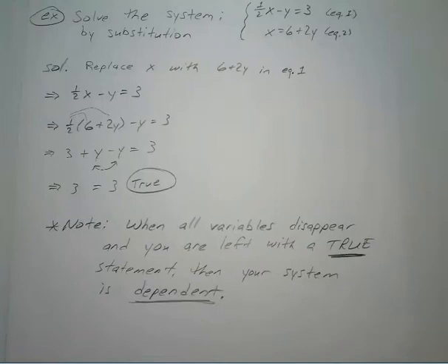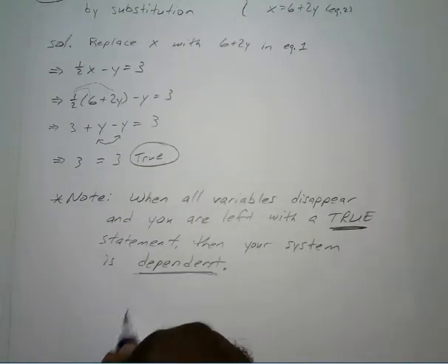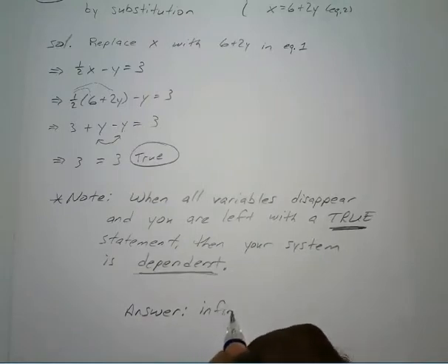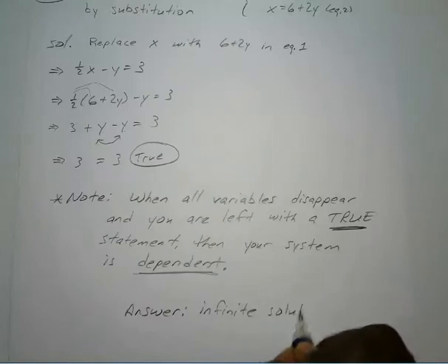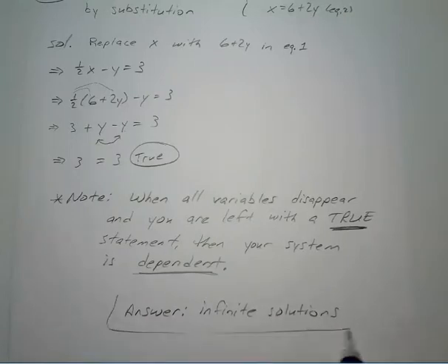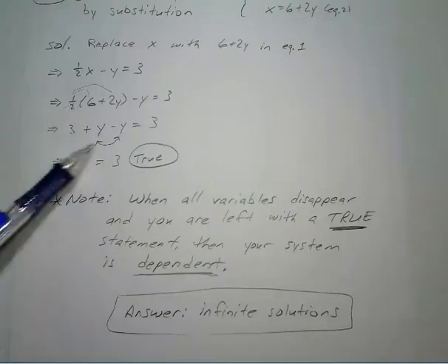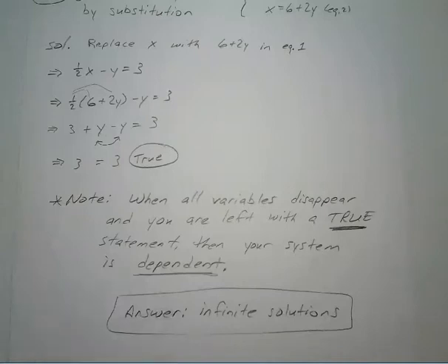Okay, so when you have a dependent system, you have basically, let me write this separately. Your answer would be infinite solutions. Okay, so that's how you would know if your system has an infinite number of solutions. Okay, so you go through all the steps properly, all your variables disappear, and your statement is true at the end, you have an infinite number of solutions.